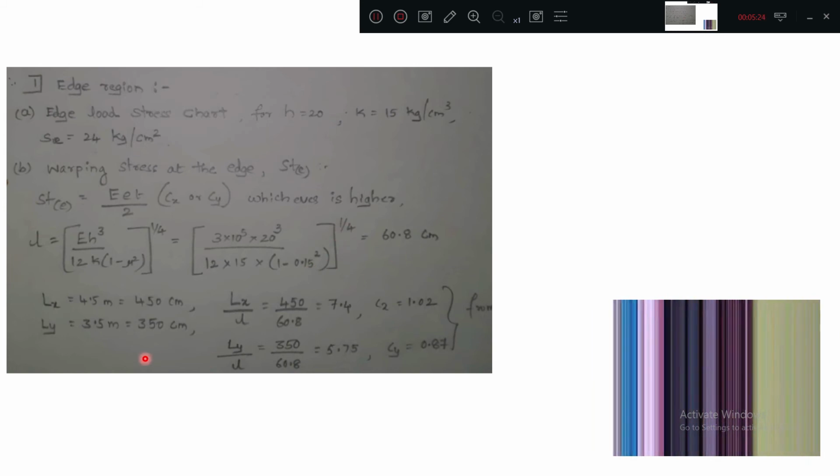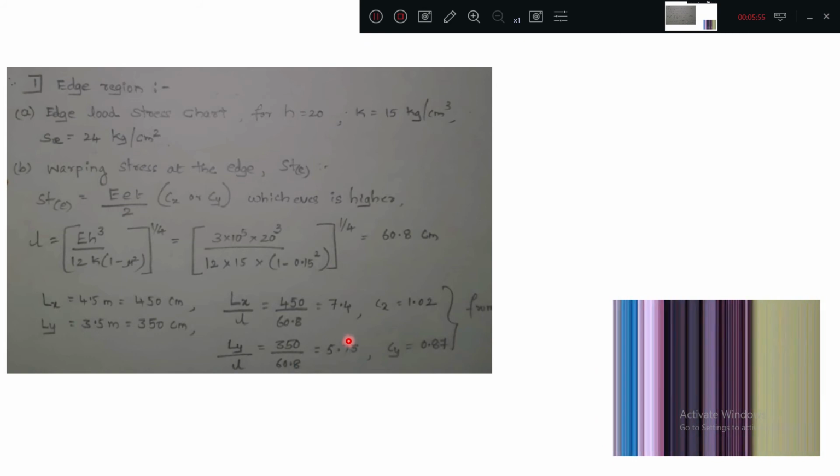Now to get the graph you need Lx by l. This one, no? You need Ly by l. How to get Lx? Lx is 4.5 meter, it is clear, 450 centimeter. Ly is 3.5 meter, 350 centimeter. So Lx by l is 450 by 60.8, it is 7.4. Ly by l is 350 by 60.8, 5.75. Using this and this, you calculate Cx and Cy from the graph.